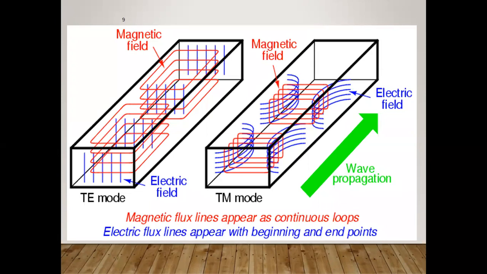You can observe in this case that the magnetic flux lines appear as a continuous loop, and we know very well the electric flux lines appear from the beginning to the ending, or from the source to the destination. So here the mode of wave propagation is mentioned. We will see in the next slides what TE and TM are. But in short, if this is the shape or structure of the waveguide, how the electric and magnetic field formation occurs is shown here.